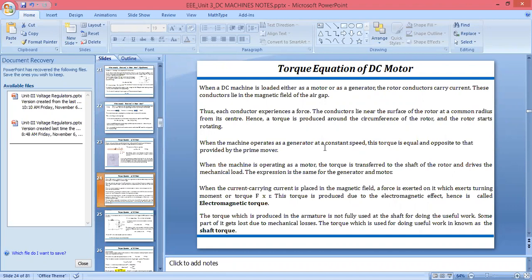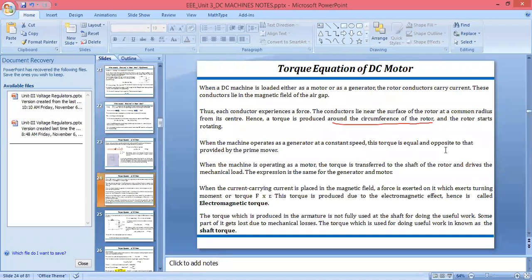So here we can see when the DC machine is working as a DC motor or a DC generator, the rotor has armature conductors. The armature conductor will carry the current, and the conductor carrying the current will lie in the magnetic field in the air gap. So each conductor experiences the force, and this conductor lies near the surface of the rotor. From the center we can take its distance as a radius. Hence torque is produced, and when the machine operates as a generator, the torque is equal and opposite to that provided by the prime mover.